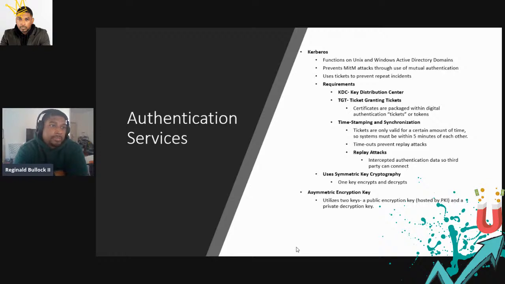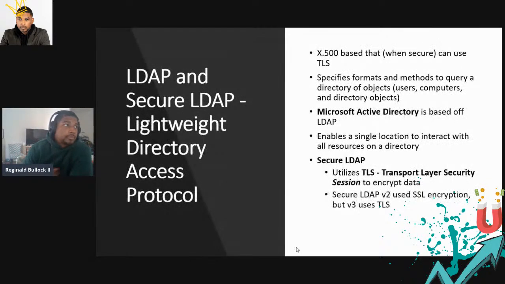Replay attacks basically intercept authentication data so third parties, or bad actors, can connect. Kerberos uses symmetric key cryptography, where one key encrypts and decrypts. The opposite is asymmetric encryption, which utilizes two keys: a public key hosted by the PKI, and a private key.